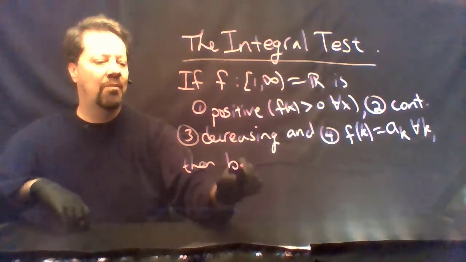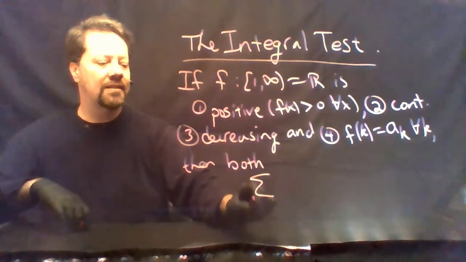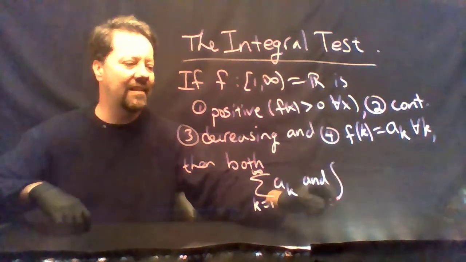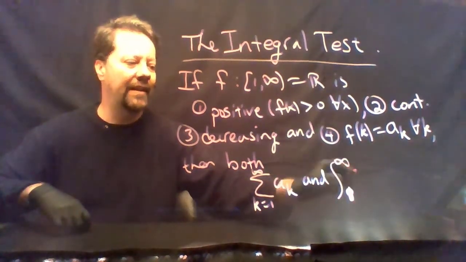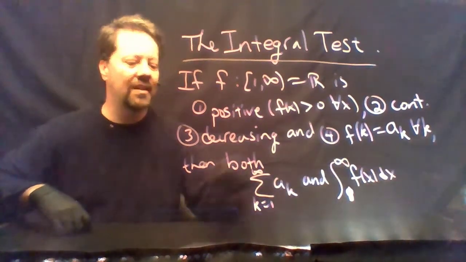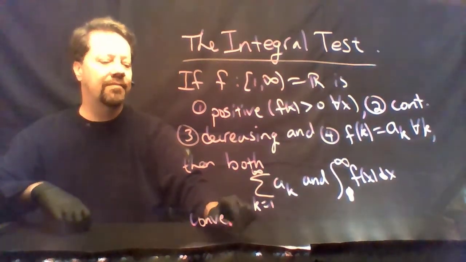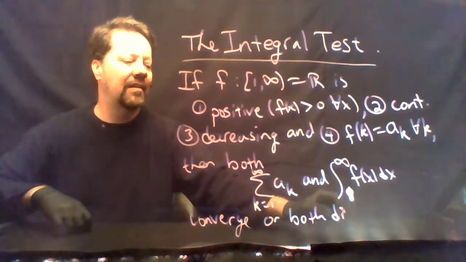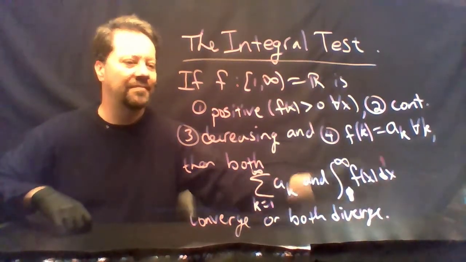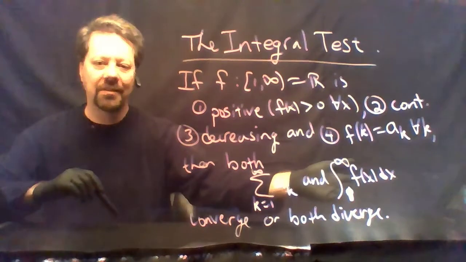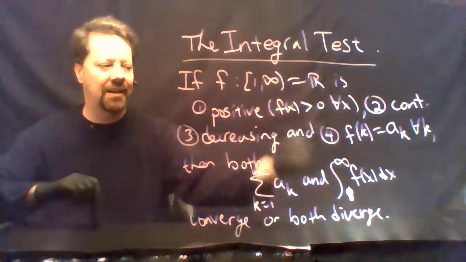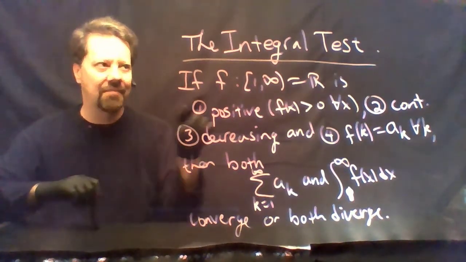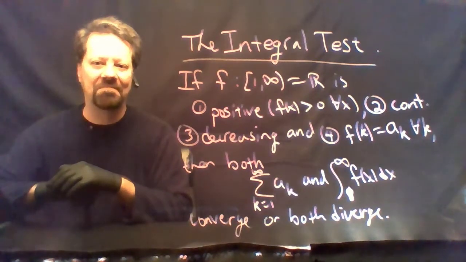Then both the series and the integral from 1 to infinity of f of x dx both converge or both diverge. So if the integral converges, then the series converges. If the integral diverges, then the series diverges. That's the way we're going to use this theorem on the examples coming up.